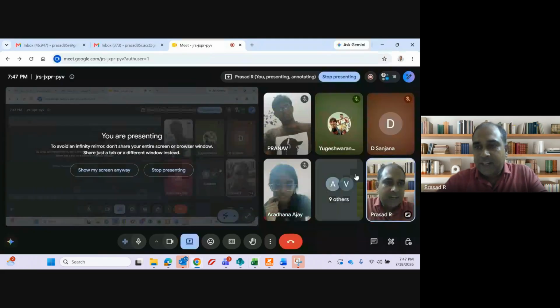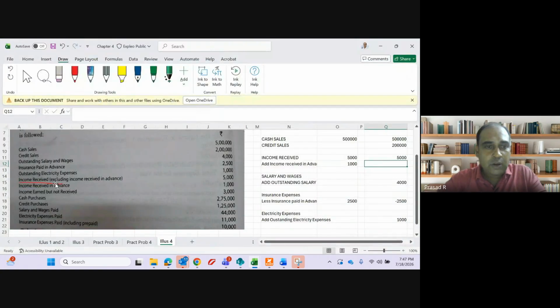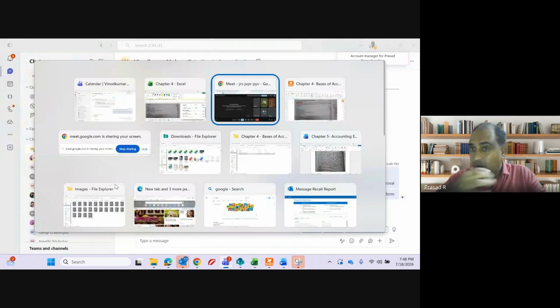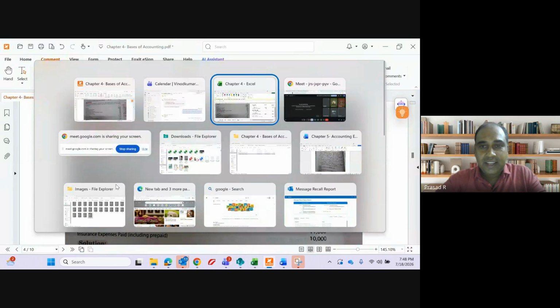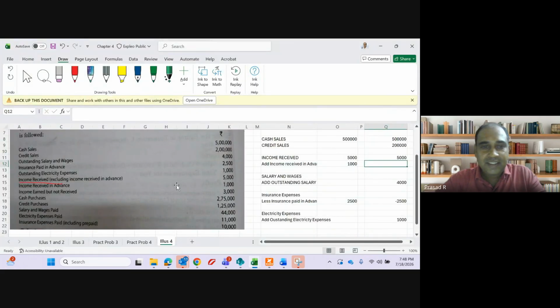Do we have to give any treatment under accrual basis? We should not give any treatment under accrual basis because my income received excludes income received in advance. If it were included in income received in advance, then I would deduct it. But since it is already excluded, I will not give any treatment for income received in advance. Okay. Next is what?